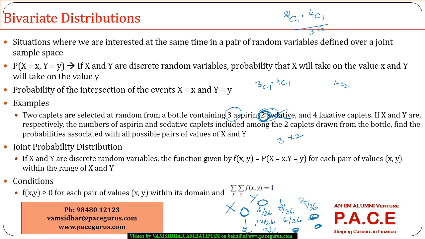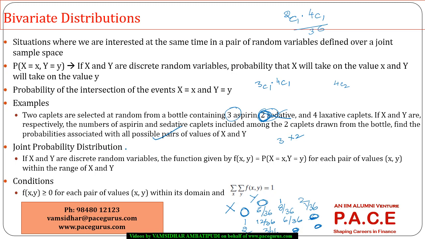So this is how my table is coming out. 0, 0 is 3 by 36, 8 by 36, 1 by 36, 12 by 36 and 6 by 36. So altogether, when I am trying to find the total, 6 plus 8 is 14, 15, 15 plus 12 is 27, plus 6 is 33, and 33 plus 3 is 36. So overall it's working out to 1. So these are the probabilities associated with all possible pair values of X and Y.